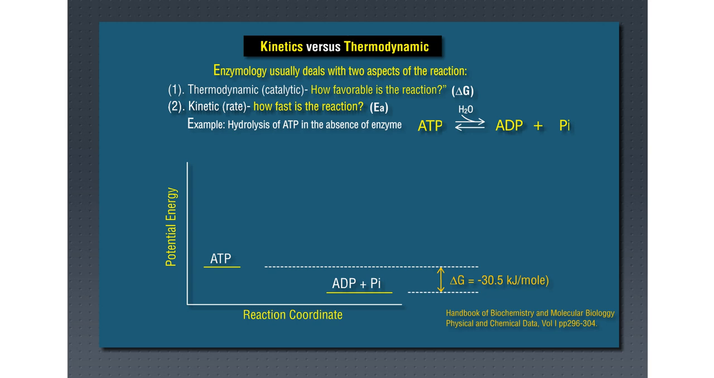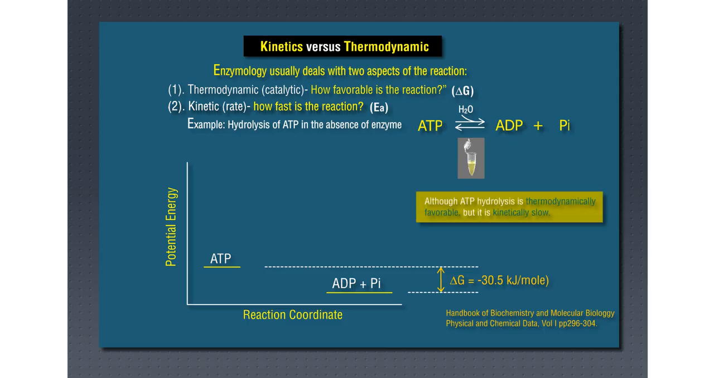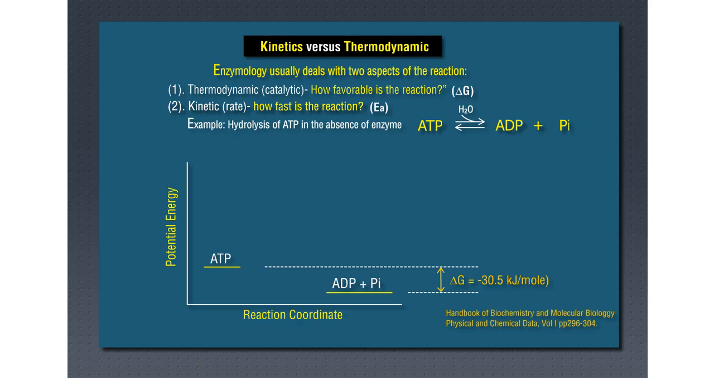However, anyone who has prepared a stock solution of ATP knows that the solution is quite stable and can be stored in a refrigerator for months without significant degradation to ADP and inorganic phosphate. This is because although the reaction is thermodynamically favorable, it is kinetically slow. In other words, the reaction is prevented from occurring rapidly due to a high kinetic or activation energy barrier.